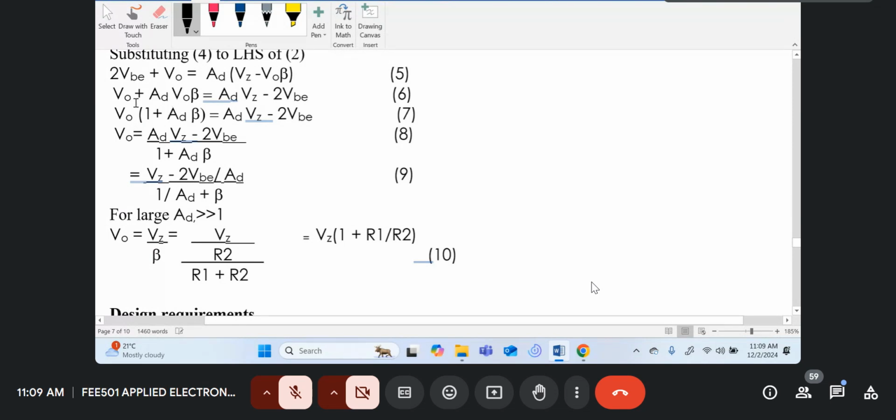So now I'll make V naught the subject. The left-hand side of 6 can be written as V naught into 1 plus AD beta, which is equal to AD Vz minus 2 VBE. Then I solve for V naught. I'll divide the right-hand side of 7 by 1 plus AD beta. So I'll get equation 8, where the numerator is just the right-hand side of 7, AD Vz minus 2 VBE, all divided by 1 plus AD beta. So that's how I get equation 8.